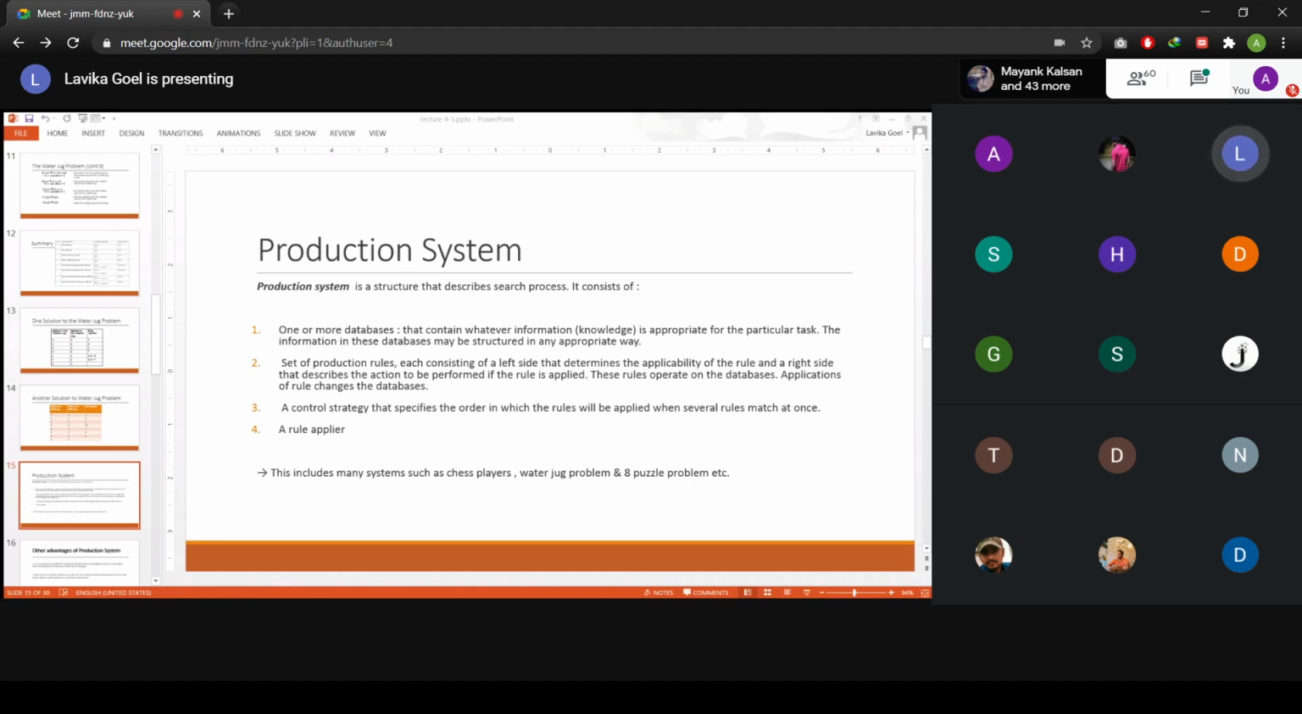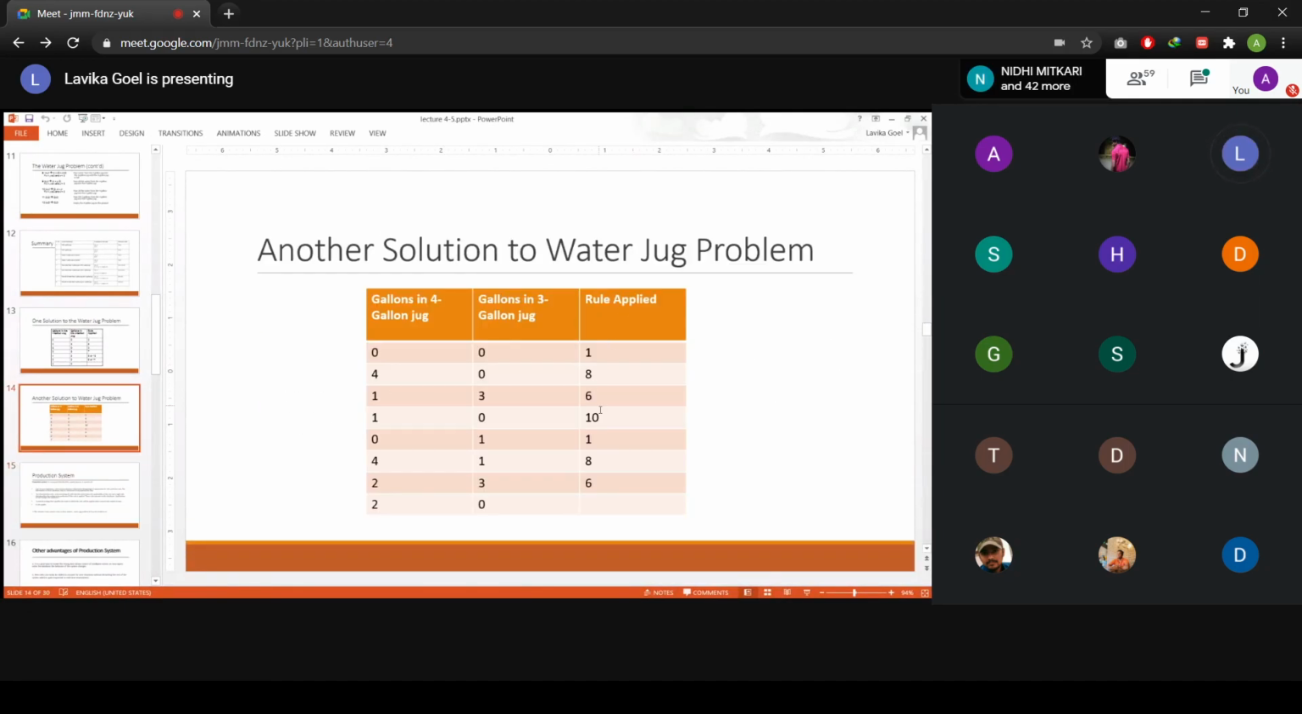A control strategy specifies the order in which the rules will be applied when several rules match at once. So this order of applying the rules is called a control strategy. If you are trying to find the solution for the water jug problem, you will apply rule number 1, then rule number 8, then 6, then 10, then again 1, then 8, then 6. So this order of rule application is called a control strategy. Control strategy means the order in which you are applying the rules to get your goal state.